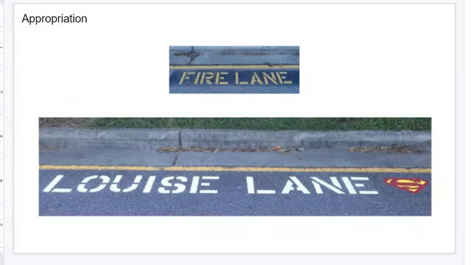This piece of artwork right here was done in the street with a stencil, and the artist says, like, I like that concept of the fire lane, but I want to make it into Lois Lane, which everybody knows is Superman's girlfriend. So took something regular and old and changed it into something new.